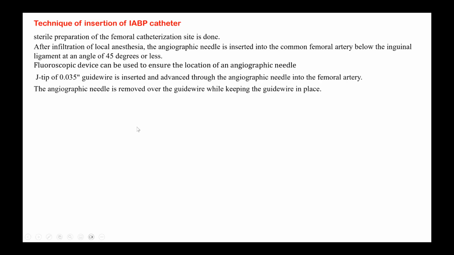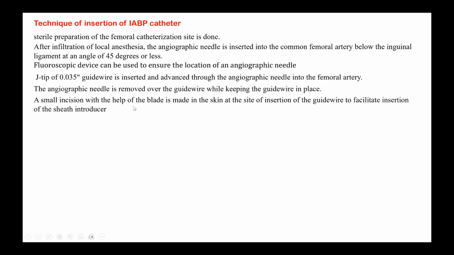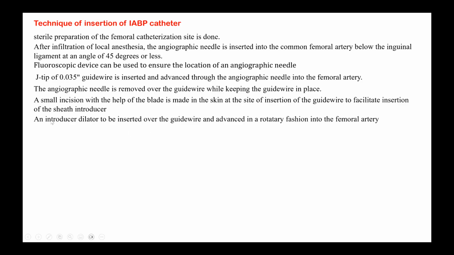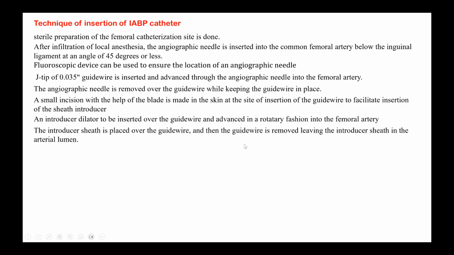First, you use a J-tip 0.035 guide wire and advance it through the angiographic needle. Then the angiographic needle is removed with the guide wire being left in place. Then you make a small incision with the help of a blade at the insertion site to facilitate the insertion of the sheath introducer, and the introducer dilator is inserted. Up to this is just like your central vein insertion. And once the dilator sheath is introduced, you advance the introducer in a rotating fashion into the femoral artery.